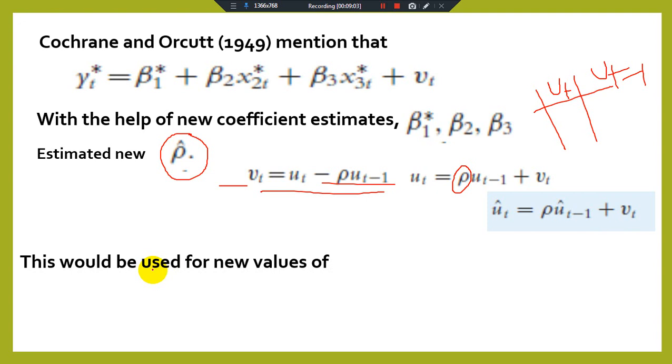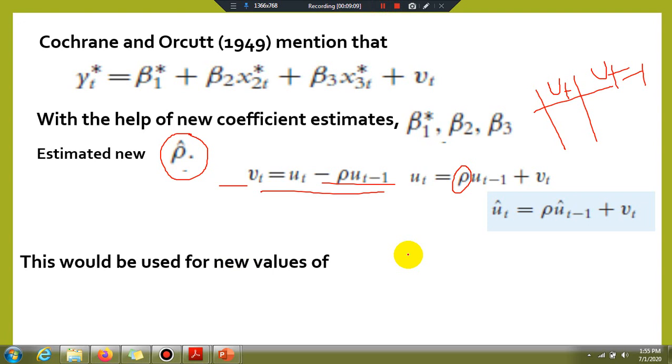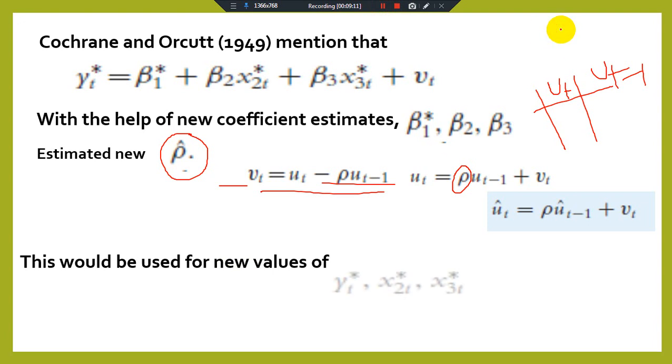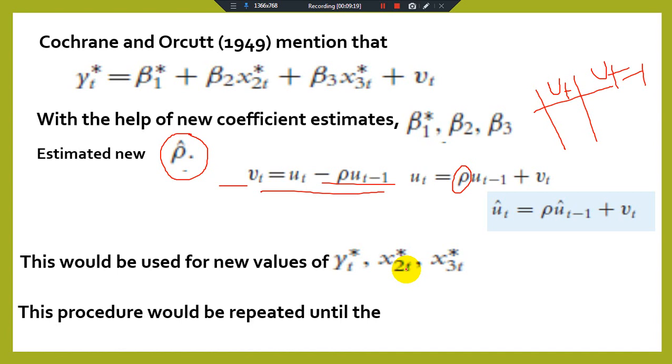Okay, this would be used for the new values of yt static, x2t static and x3t static. This procedure would be repeated, so keep it in mind. We can repeat the whole procedure for getting the values of yt static, beta 1, x2t static and x3t static until our rho, this estimated rho, becomes less than 0.01.